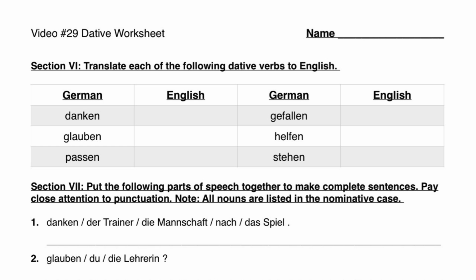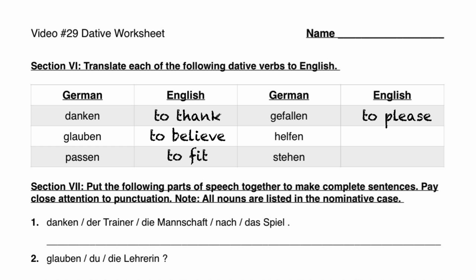Danken is to thank, which is why my daughter almost always will mess up the words danken and thank and end up saying thank you, which is not at all correct in either language. You end up having too much Denglish, but at any rate, that's danken, to thank. The next one is glauben, which means to believe, as in, ich glaube, ich kann fliegen. I believe I can fly. Passen means to fit. Gefallen means to please.